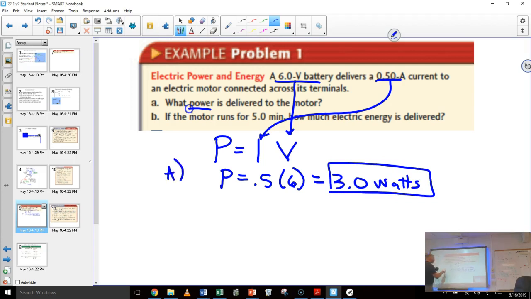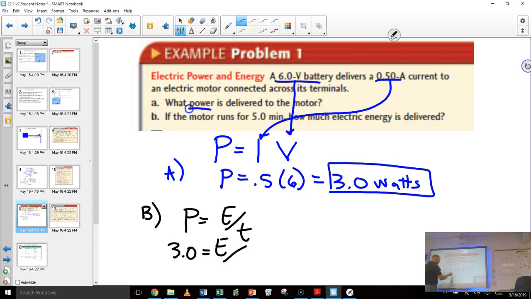That's part A. Part B, if the motor runs for 5 minutes, how much electrical energy is consumed? So part B, I'm looking for energy. So I'm going to use power is equal to the energy divided by the time. So my power, 3.0 watts, how much energy? And my time, you can't use 5 minutes. You got to use seconds. Well, 5 times 60, 300. Oh, I'm having a brain fart here.